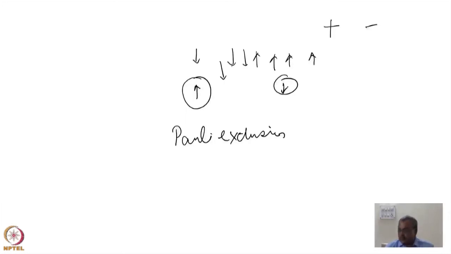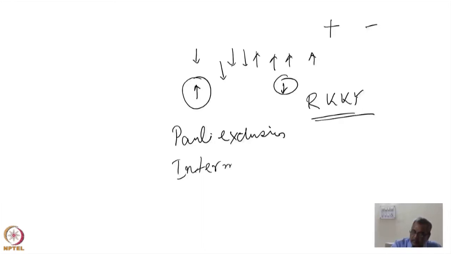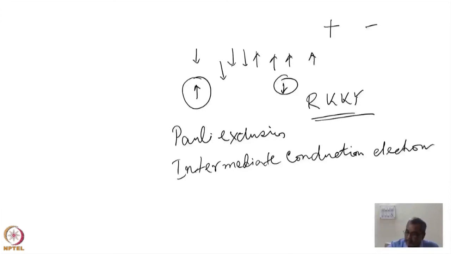This is actually used many times between magnetic defects in an otherwise crystalline lattice, and this interaction is known as the RKKY interaction, where the intermediate conduction electrons are responsible for this.